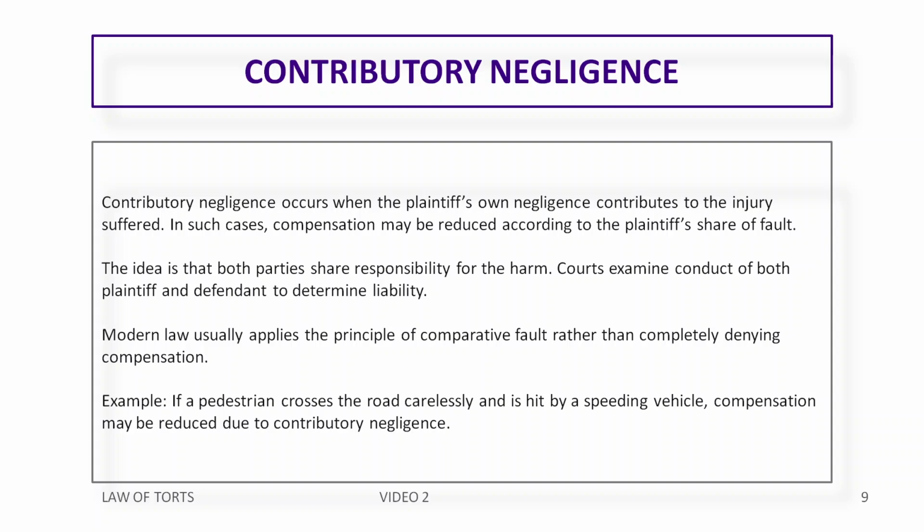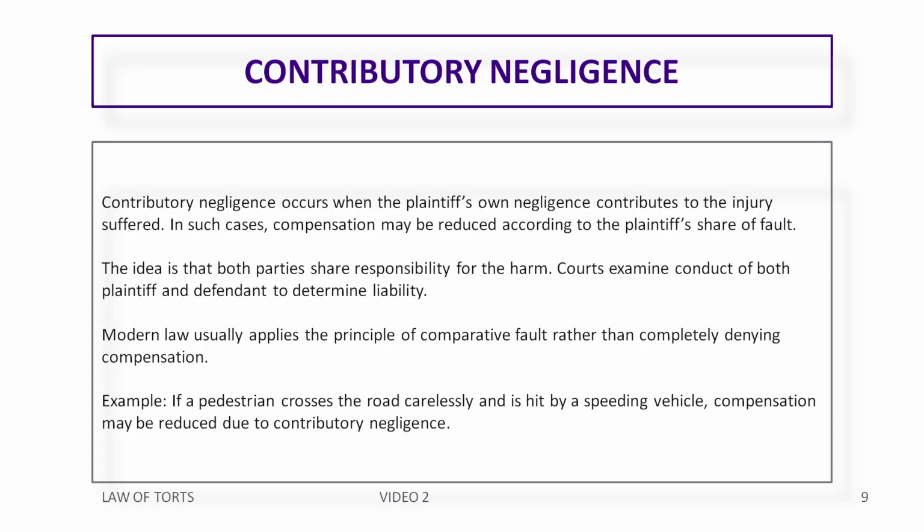The main idea behind this defense is fairness. If both the plaintiff and the defendant were careless, it would be unjust to make only the defendant pay full compensation. Therefore, courts determine how much each party contributed to the accident and adjust the compensation accordingly.